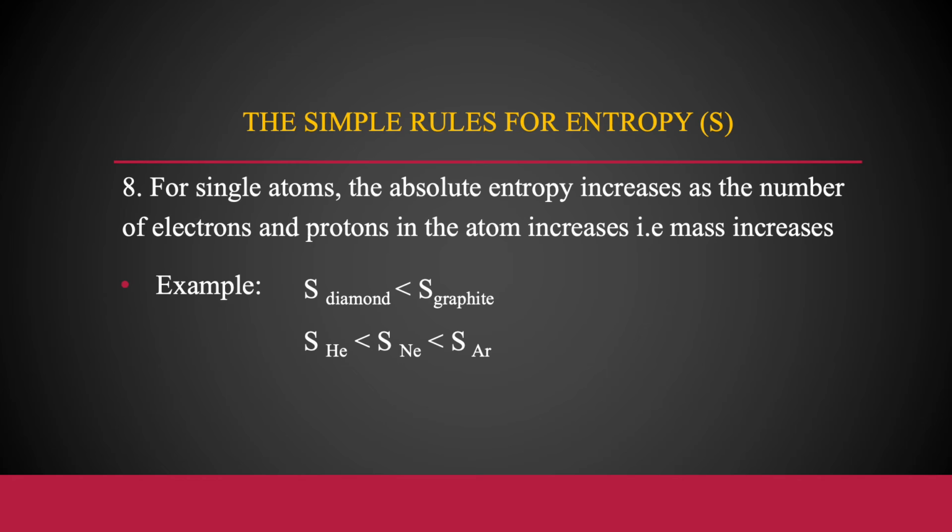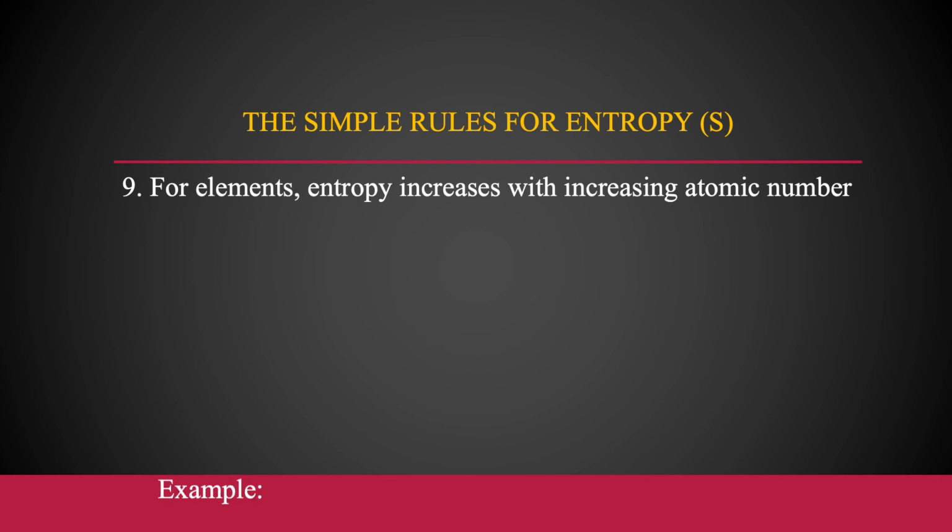When it comes to single atoms, the absolute entropy would change according to the mass changes. Therefore, if we increase the mass, the absolute entropy value would increase as well. For example, the entropy value of diamond is lower than the entropy value of graphite, and this can be explained by the number of protons and electrons in the atoms themselves. And finally, when it comes to elements, the entropy would increase as we increase the atomic number.